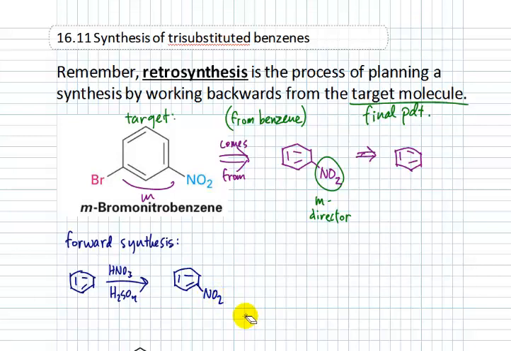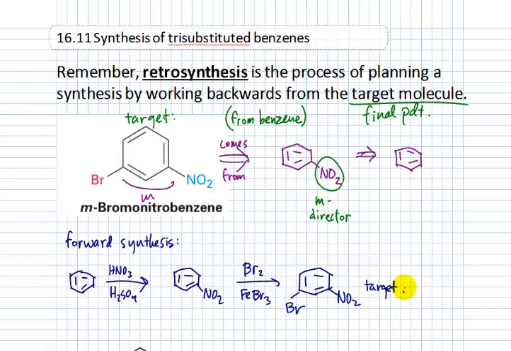Whatever the next reaction is, whatever I add next will go in the meta position because nitro is a meta director. So if I add Br2 with FeBr3, I will get our product. Here's nitro, here's a bromine that is meta to it. There's our target.